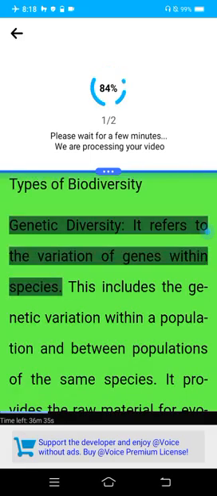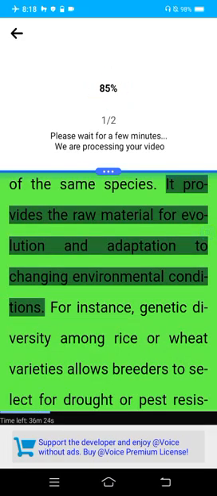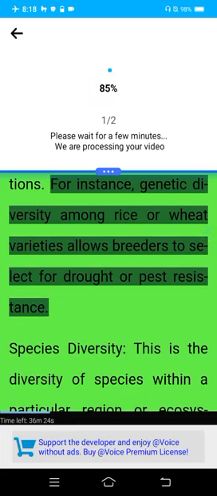Types of biodiversity. Genetic diversity. It refers to the variation of genes within species. This includes the genetic variation within a population and between populations of the same species. It provides the raw material for evolution and adaptation to changing environmental conditions. For instance, genetic diversity among rice or wheat varieties allows breeders to select for drought or pest resistance.